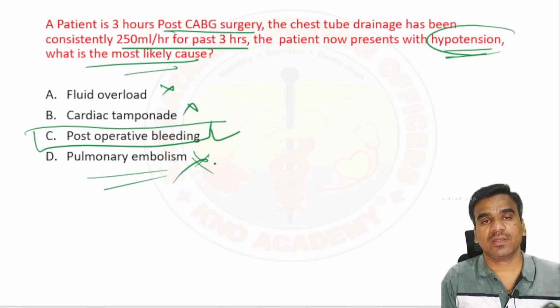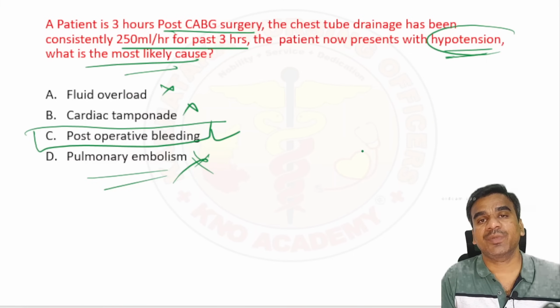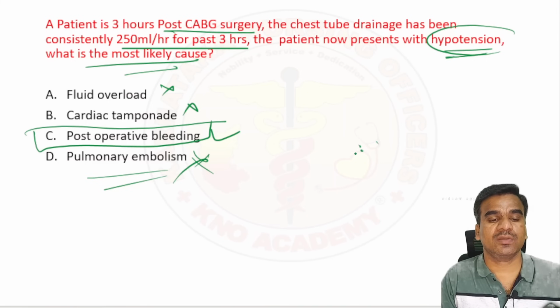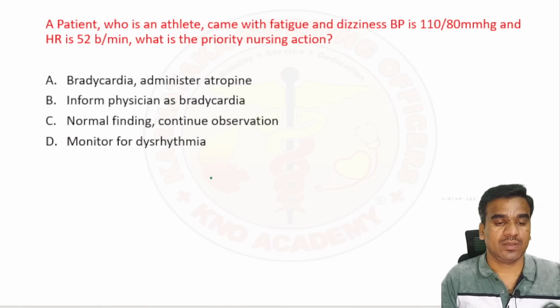Suppose in this case, if the primary nurse's role is to inform the physician or the doctor, that would be the main priority action. But there is no such option. That's why the answer will be post-operative bleeding.